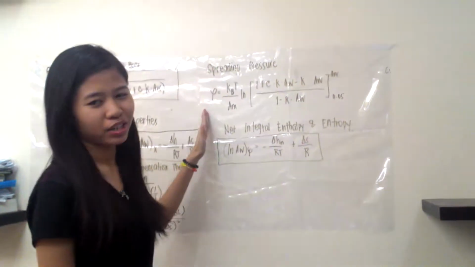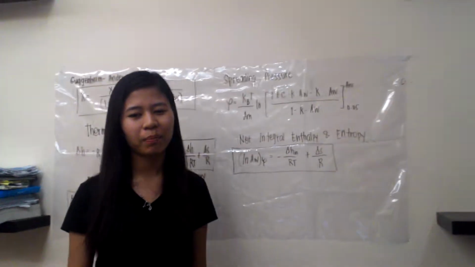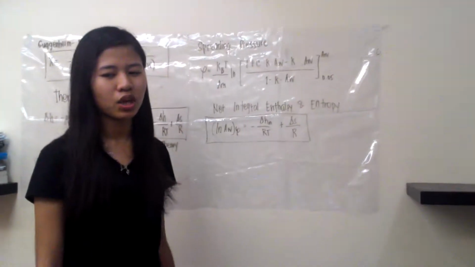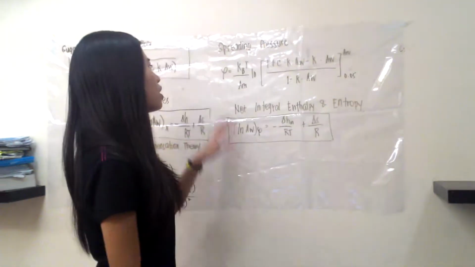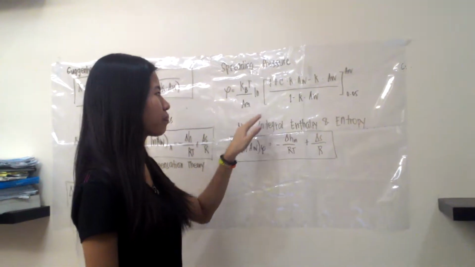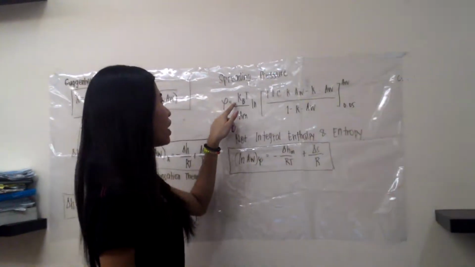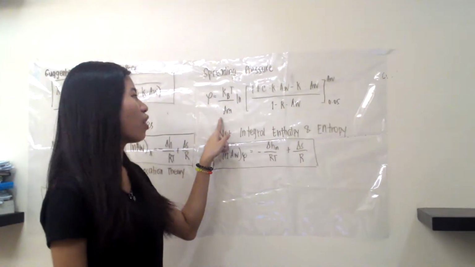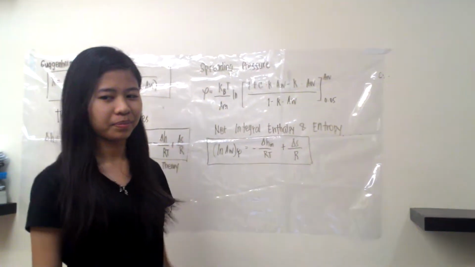Next is the spreading pressure. The spreading pressure represents the excess of free energy at the surface tension adsorption sites due to sorbed molecules. So, this is the formula for the spreading pressure, where Kb is the Boltzmann constant and Am is the surface area of the water molecule.